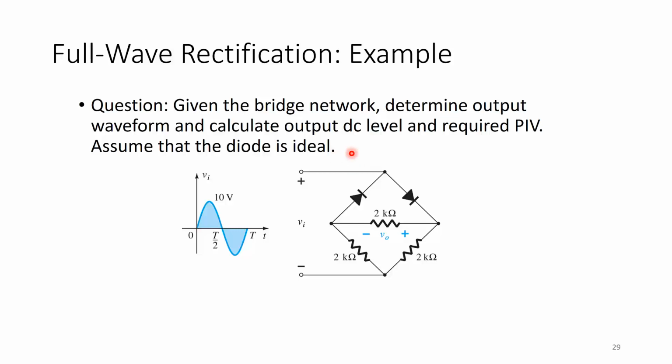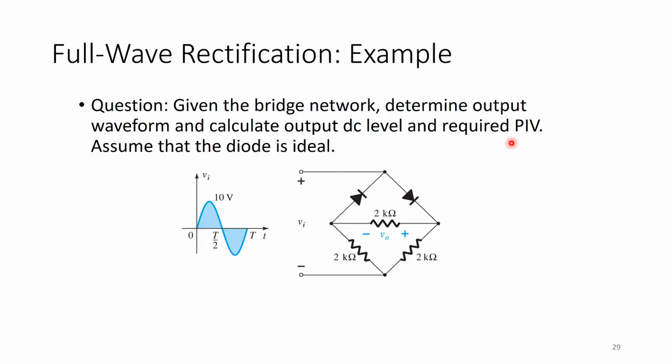We have a bridge network. Now let's do something to the bridge network, because we said that the center tap transformer has 2 diodes, right? So why can't we have a bridge network consisting of 2 diodes? So let's build a bridge network with 2 diodes. Given the bridge network, determine the output waveform and calculate the output DC level and required PIV.